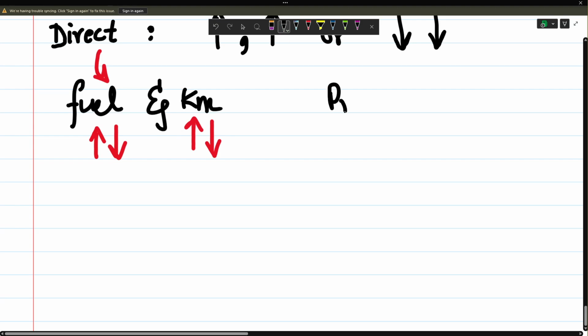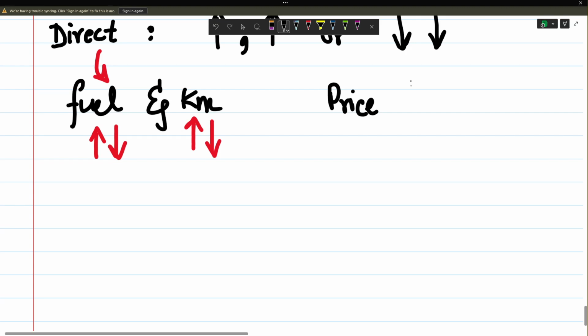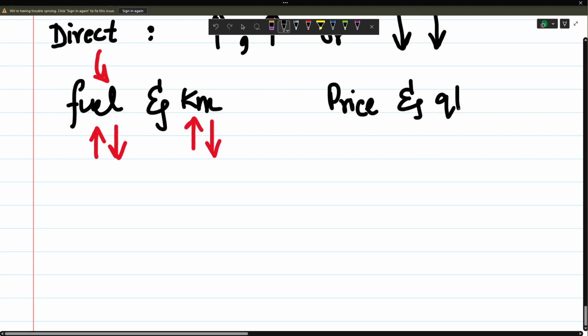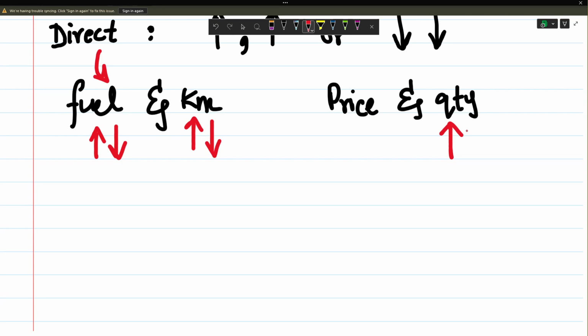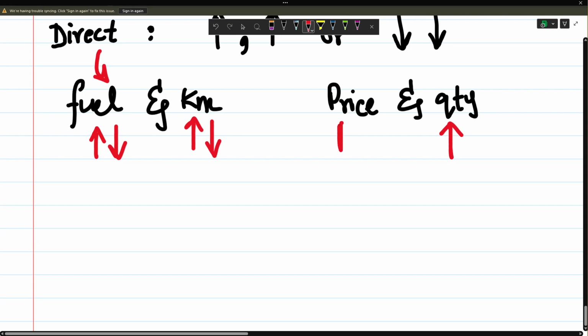Similarly, price and quantity. Price and quantity are very much direct proportion. अगर हम quantity बढ़ाते हैं, if we buy more quantity, if we buy 3 cars rather than 1, or if we buy 5 apples rather than 1, then the price will also increase. But the price will be less if we buy less quantity, right? So this is called direct proportion.